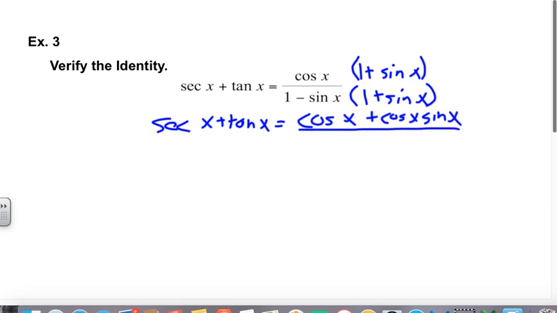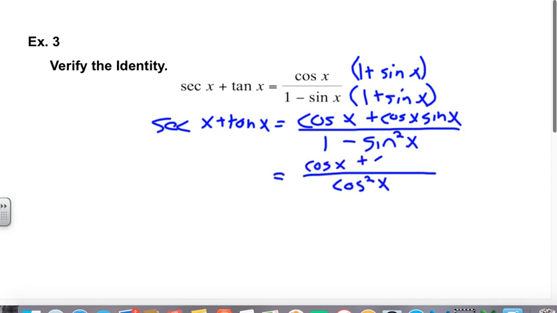And on the bottom, 1 times 1 is 1, and sine times minus sine is minus sine squared x. All right, but then 1 minus sine squared, using the Pythagorean identity, 1 minus sine squared is cosine squared x. So up top I've got cosine x plus cosine x sine x.